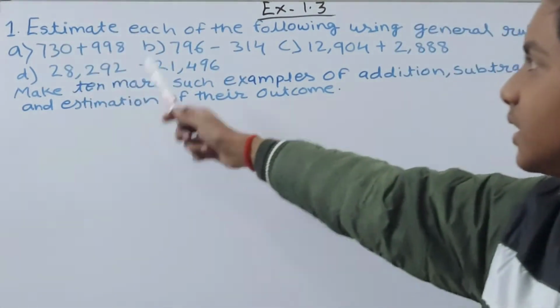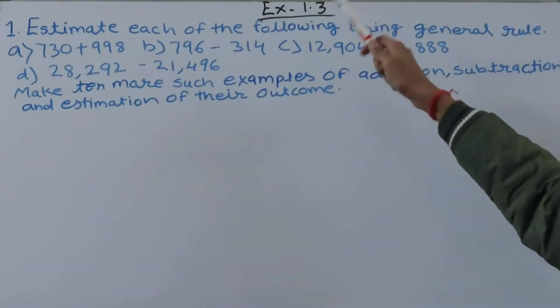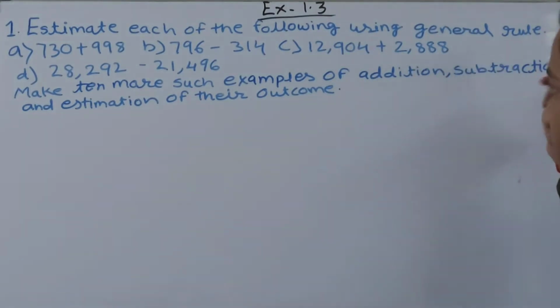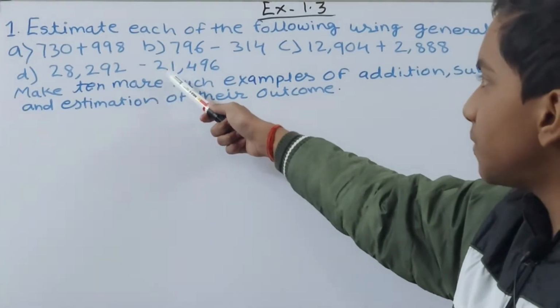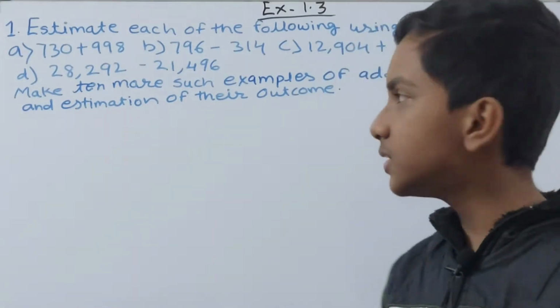A is 730 plus 998, B is 796 minus 314, C is 12,904 plus 2,888, D is 28,292 minus 21,496. So we need to understand what it is saying.